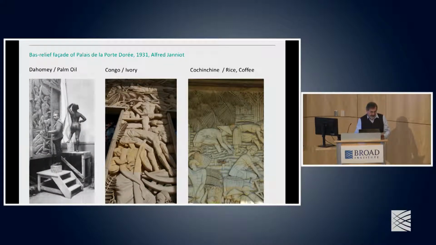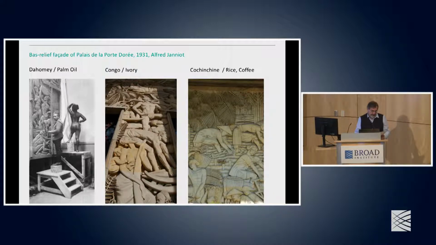On the left is Janniot working on the panel about Dahomey, which is modern Benin. The people in that panel are gathering pine nuts and making palm oil. The next panel here shows people gathering elephant ivory in Congo. The right panel shows people farming rice and gathering coffee in Cochinchine, which is modern Vietnam.